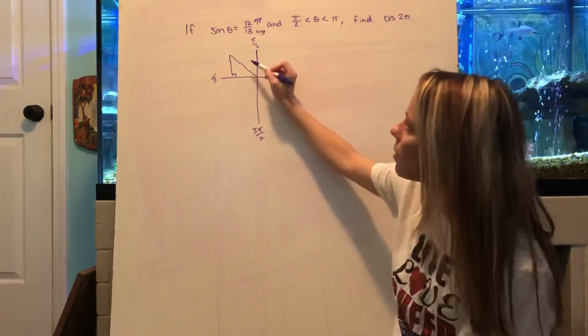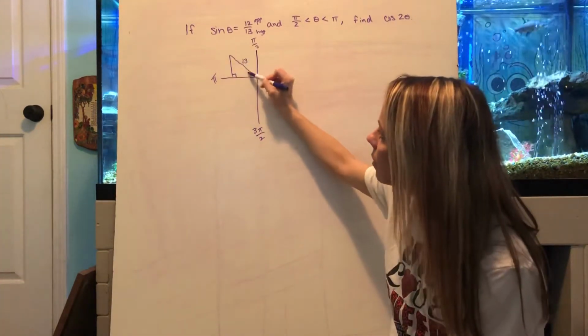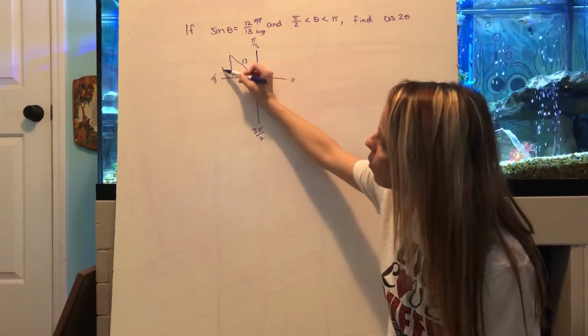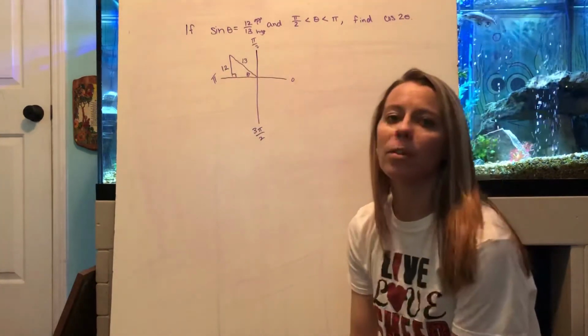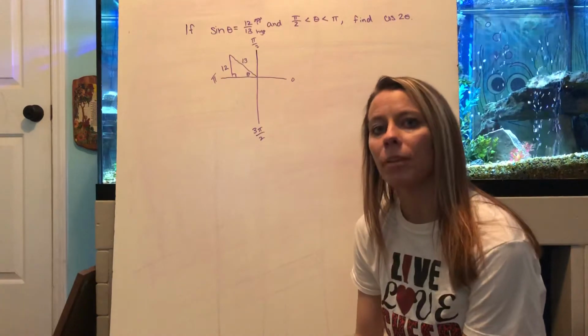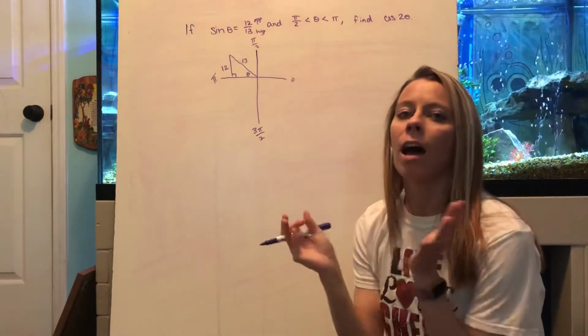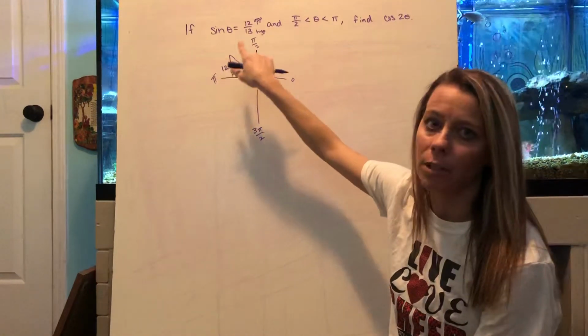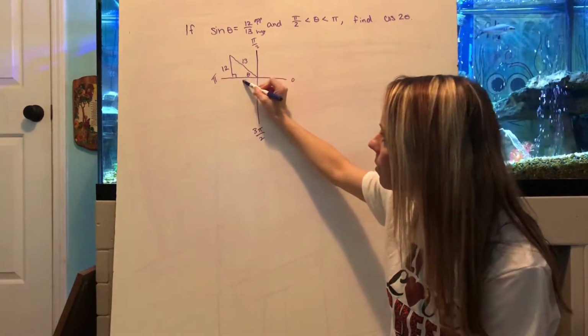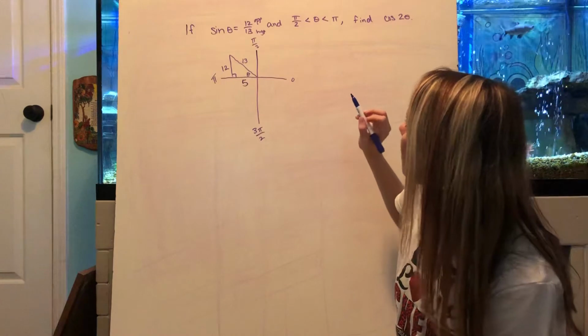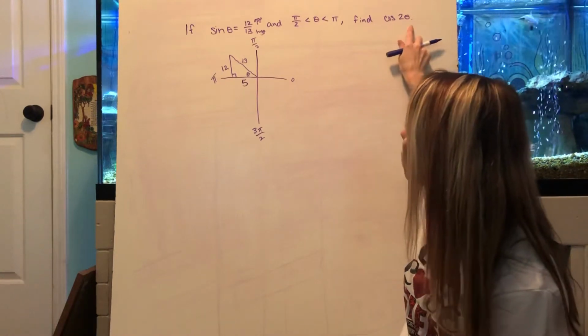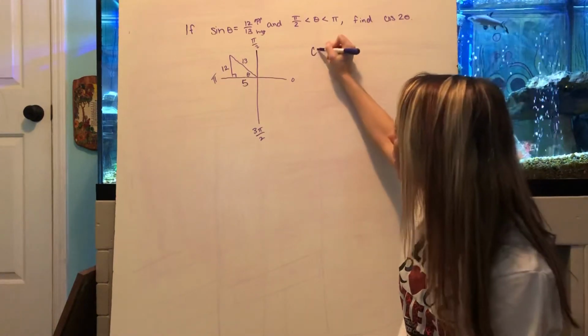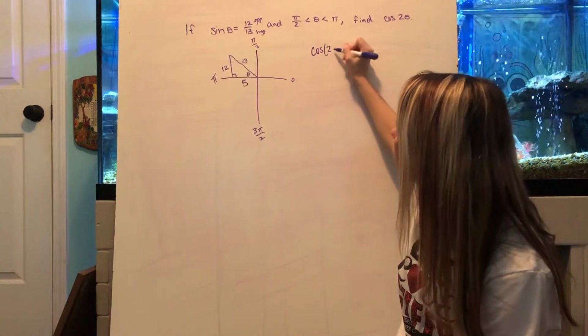And my hypotenuse is 13. My opposite is 12. And remember, this is a special Pythagorean triple. It's 5, 12, 13. If you didn't know how to get the 5, you could do a squared plus b squared equals c squared, but I'm going to skip ahead to this is 5. Now we want to find cosine of 2 theta.